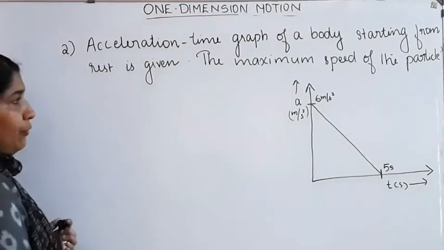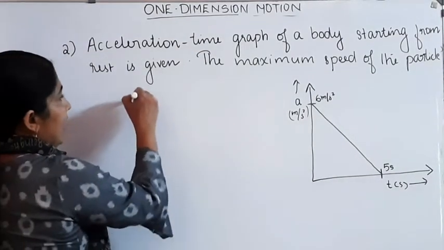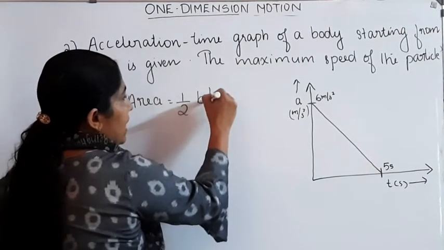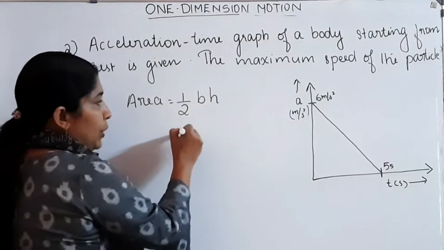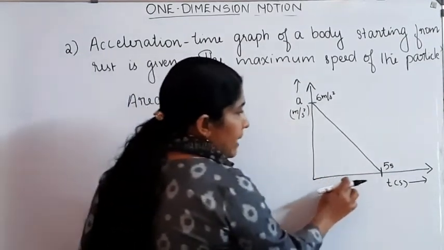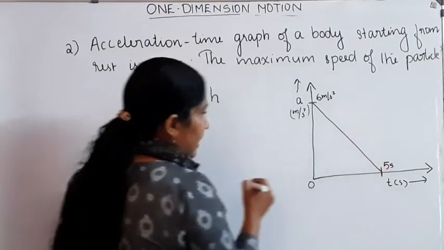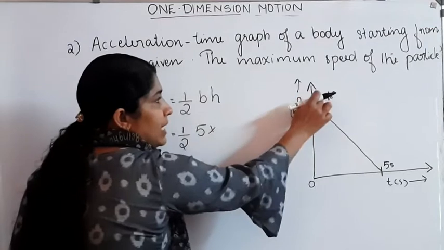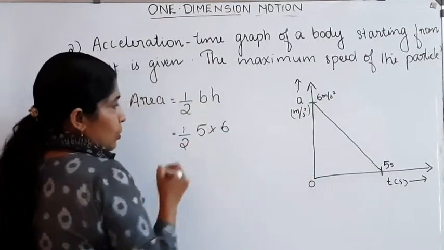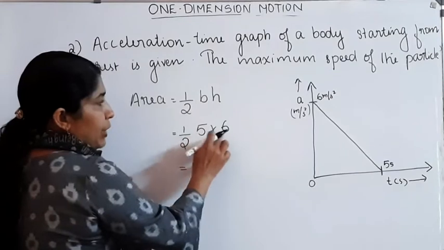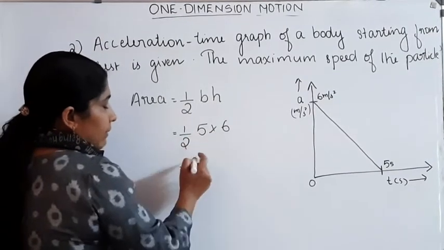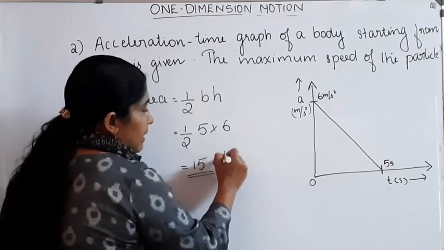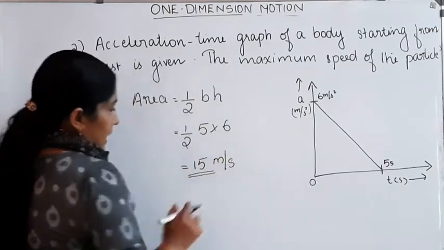From the graph, the area is equal to half into base into height. The base is 5 seconds, from 0 to 5, and the height is 6 meter per second square. Then 5 into 6 is equal to 30, and 30 by 2 is equal to 15. Therefore, the velocity or speed is equal to 15 meter per second.